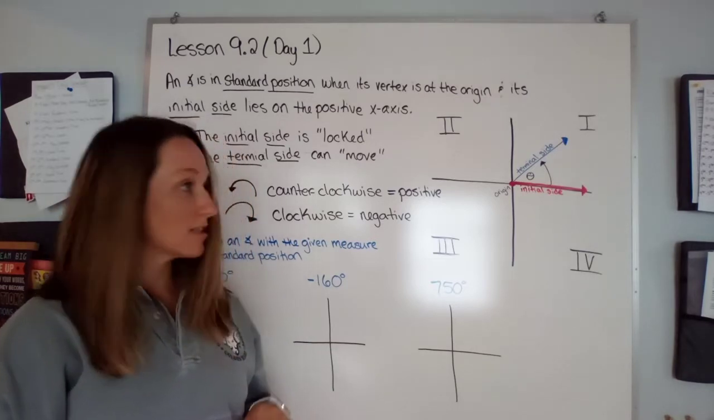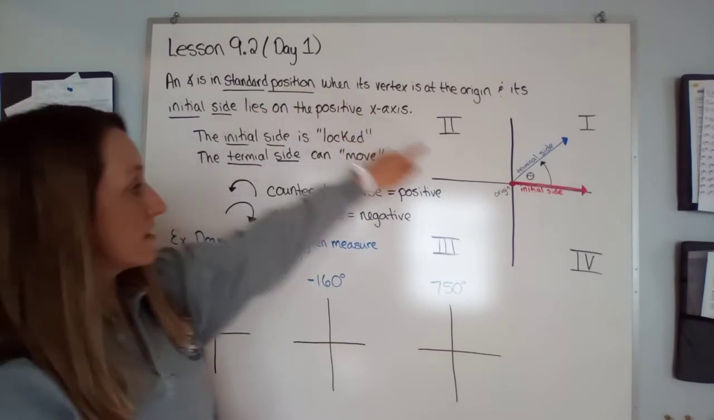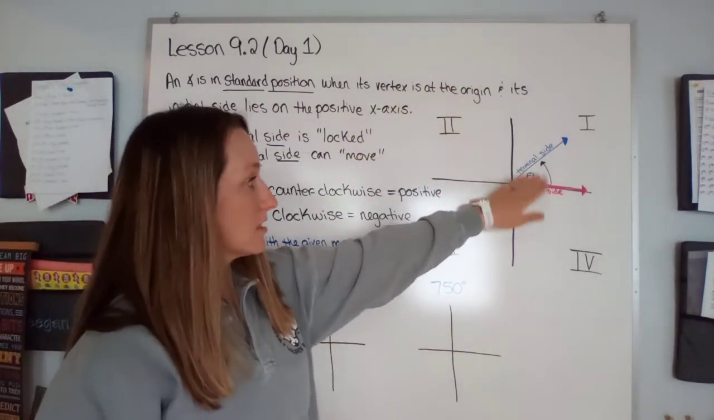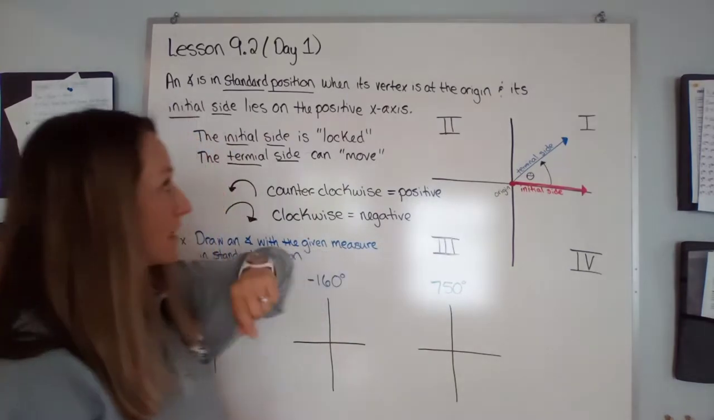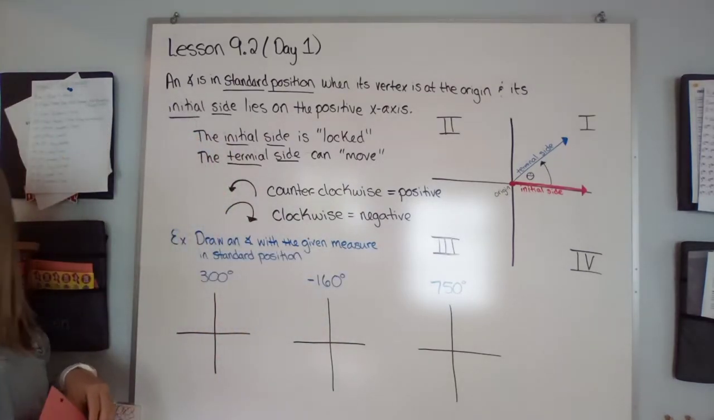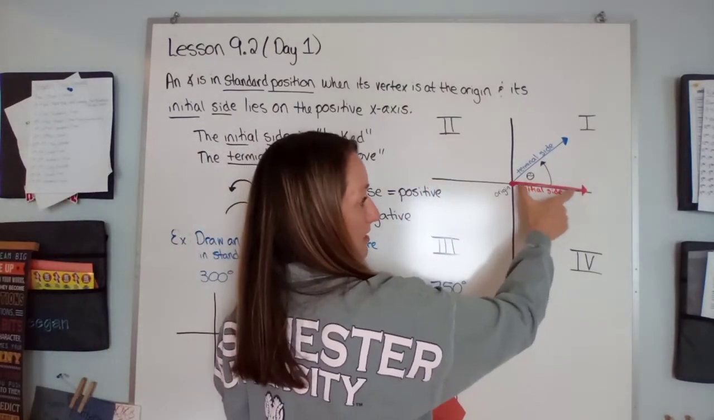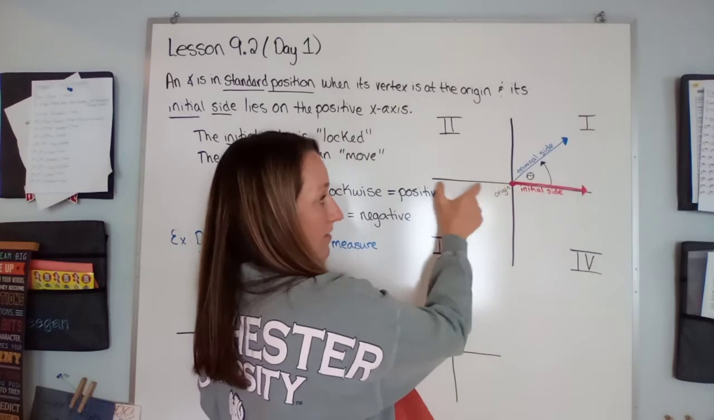Okay, so let's start that again. An angle is in standard position when its vertex is at the origin. So you can see this angle here. Its vertex is at the origin, and its initial side lies on the positive x-axis. So here I have my x-axis. This is the positive x-axis because over here is my negative x-axis.